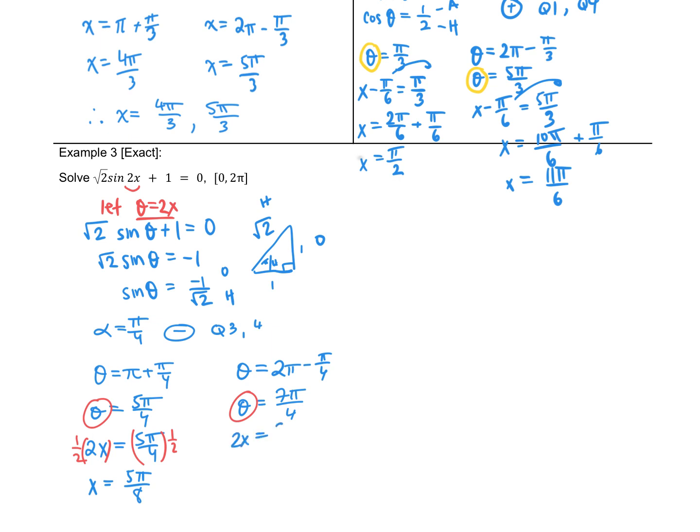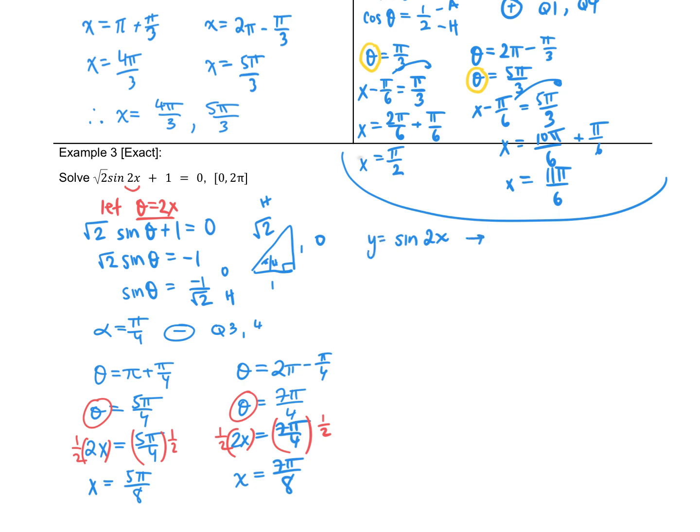And I'll do the same thing to my other one. And again, multiply by a half or divide by 2. Same thing. And my other answer is 7 pi over 8. Now, these are not the only answers we have. So I'm going to go to my knowledge of base functions and transformations to do a little sketch here. And when I do my sketch, I'm just going to do my sketch for sine of 2x.